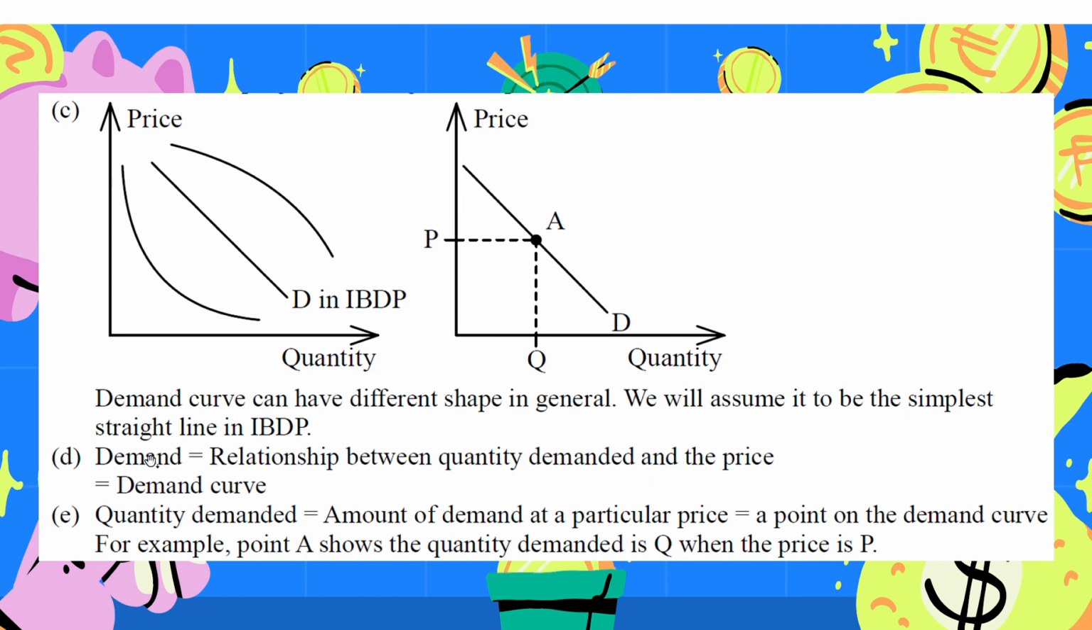So y equals mx plus c. Demand is the relationship between the quantity demanded and the price. When we say demand, we are talking about the demand curve, so demand and demand curve are identical from the IBDP perspective. The quantity demanded is the amount of demand at a particular price. It is a point on the demand curve. So A shows the quantity demanded at the price P. Point A is the quantity demanded, and the whole curve is the demand curve, talking about the relationship between price and quantity demanded in general.